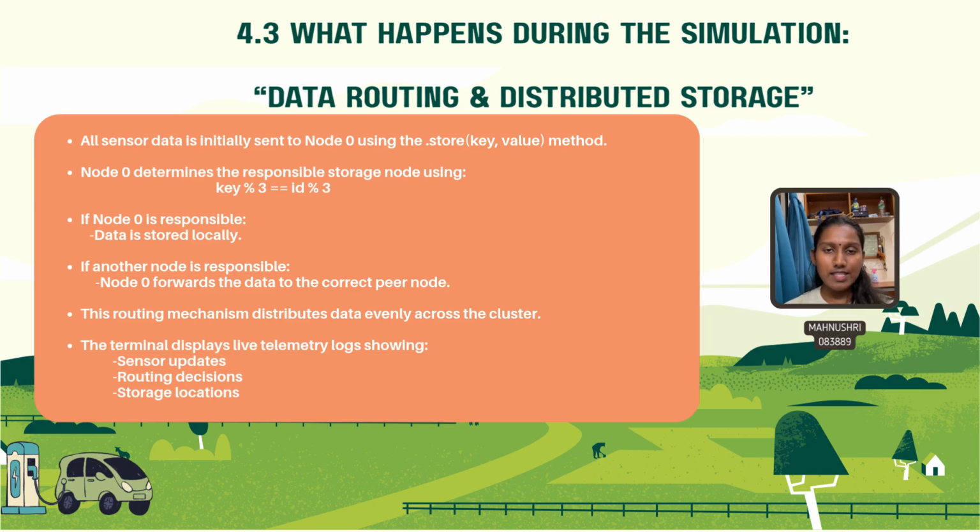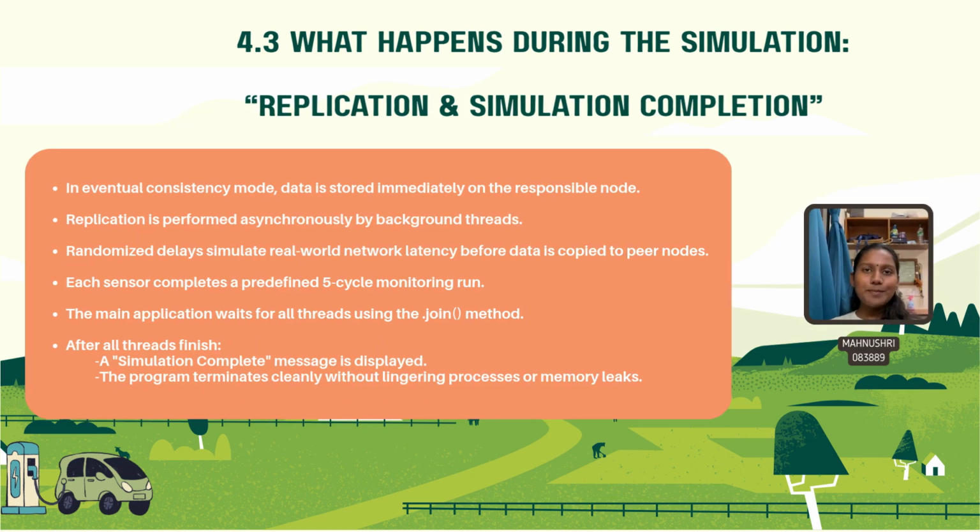If node 0 is the correct destination, the data is stored locally. Otherwise, node 0 forwards the data to the appropriate peer node, which is either node 1 or node 2. This process ensures the data is distributed evenly across the cluster instead of being concentrated on a single node. Throughout the simulation, the terminal displays live telemetry logs showing sensor readings, routing decisions, and the node responsible for storing each data record. The third part is replication and simulation completion.